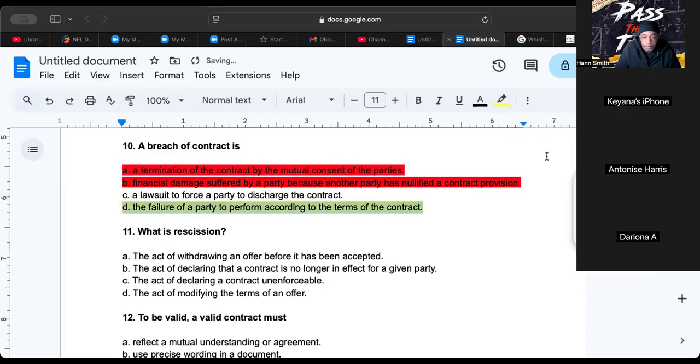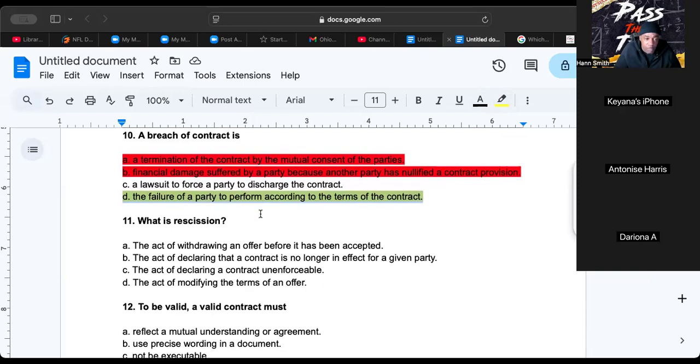And if you want to, add this to your definition, then that's a good way. That's exactly what a breach is. One of the parties didn't perform what they said they were going to do.